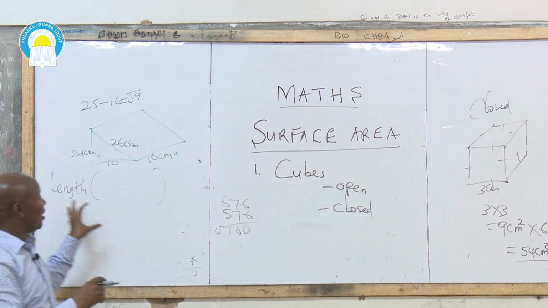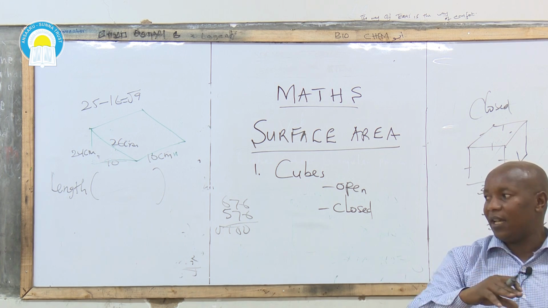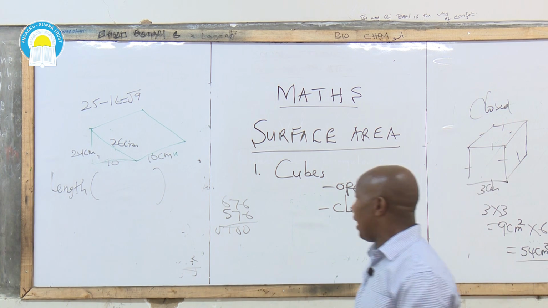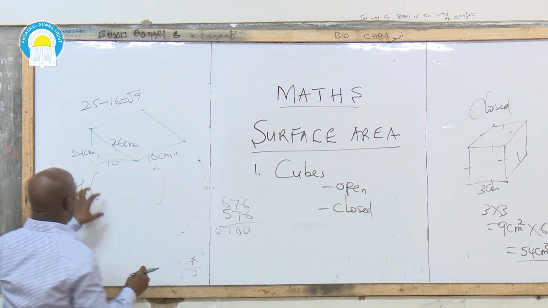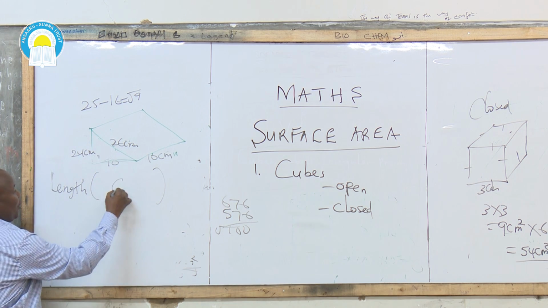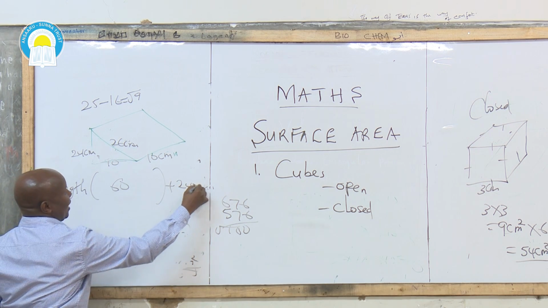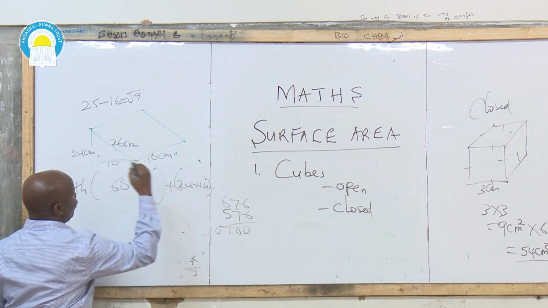So the length times the bracket, perimeter of the triangle. I said perimeter, you just add all the way round. Here in our case we have 24 plus 26 plus 10, which is equivalent to 60. Then you add the base times the height, which is 24 multiplied by 10, to get 240.